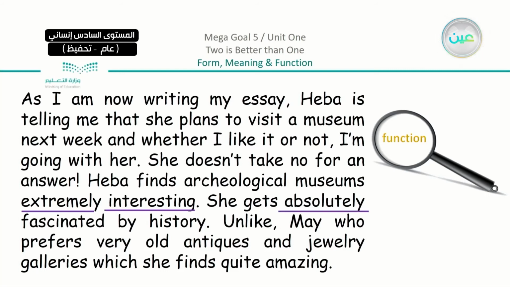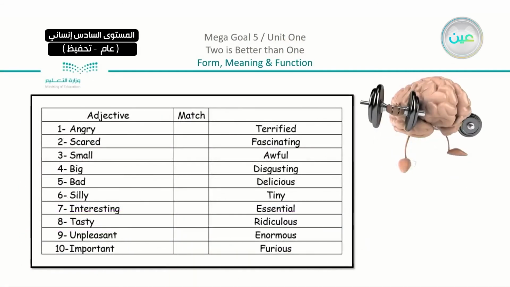She gets absolutely fascinated by history, unlike May, who prefers very old antiques and jewelry, which she finds quite amazing. So here we have different types of adjectives. You can see that these adjectives can be strong adjectives, or they can be regular adjectives. So what's the difference? Just to give you an idea about it, I have something here ready for you.